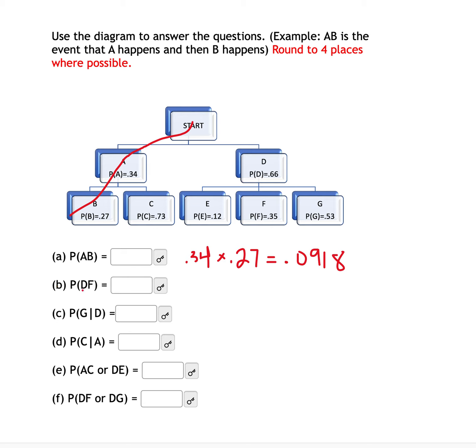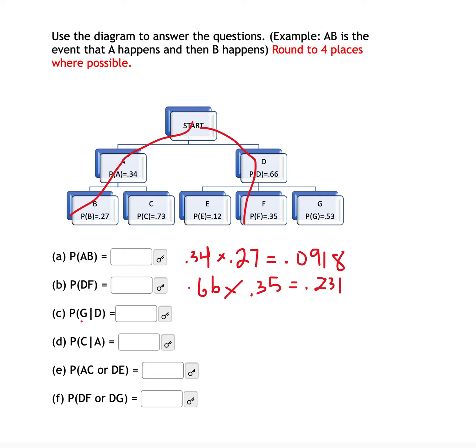Now we're going to do the same thing for the probability of D and F. I'm going to follow it down. There's D and then there's F. So I'm going to take 0.66 times 0.35. Now, when I multiply those together, I'm going to get 0.231.